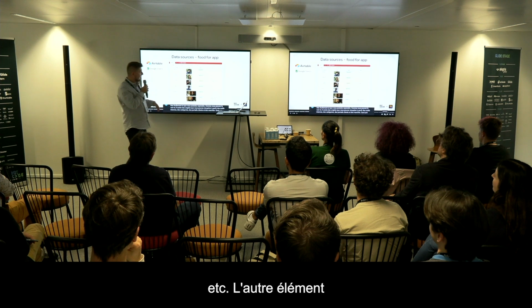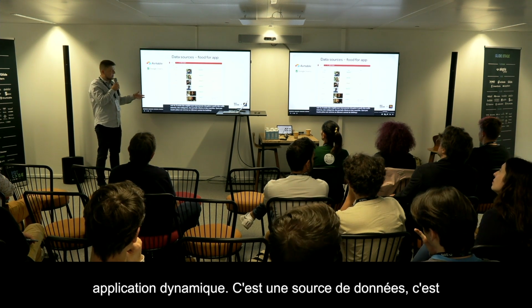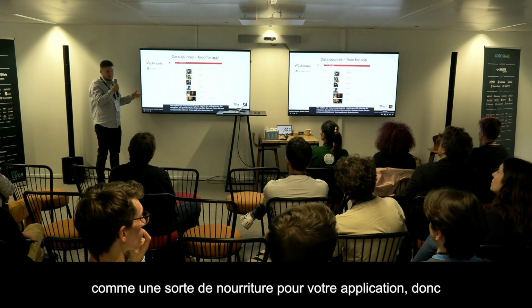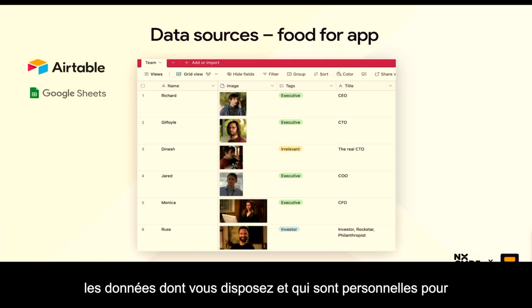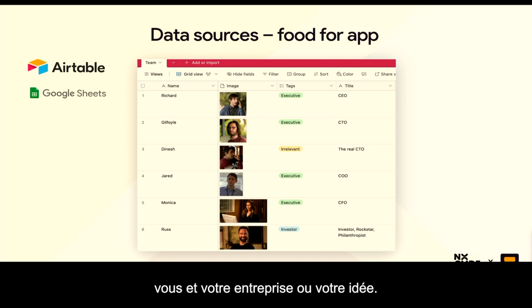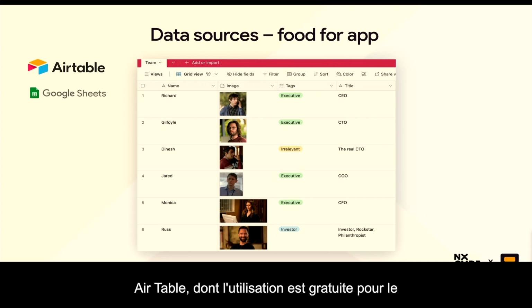The other piece, very core to building your dynamic application, is the data source. This is kind of food for your app. You need to feed your application with the data you have that is personal to you and your business or your idea. Currently we support two data sources: Airtable, which is free to use for the start, and also Google Sheets, which are free to use for everyone.